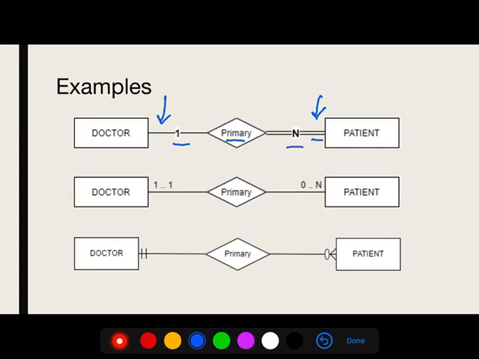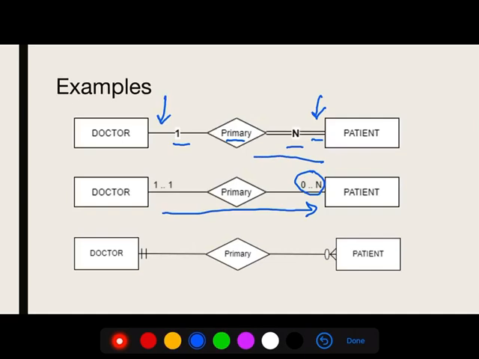Now let's express these two constraints together using a range. In this technique, we say a range. So now let's think. So doctors don't have to be in the relationship. So reading this direction, we'll say a doctor is related to 0 to n patients, because the doctor may not have any patients assigned to it as a primary doctor. So 0 to n patients.